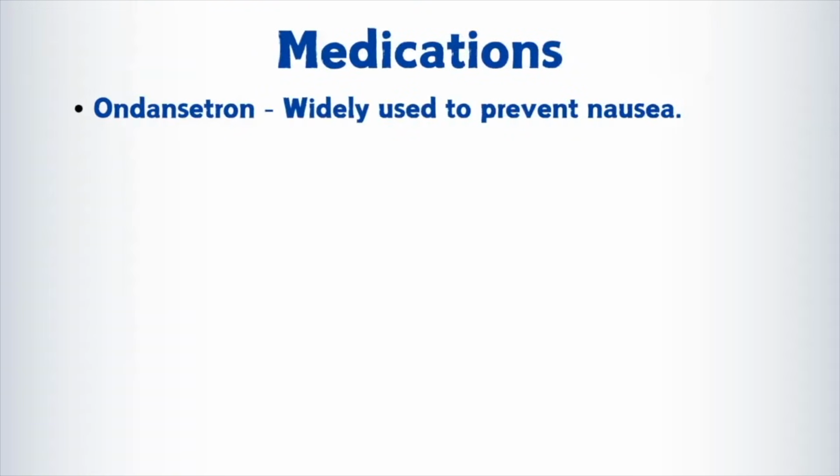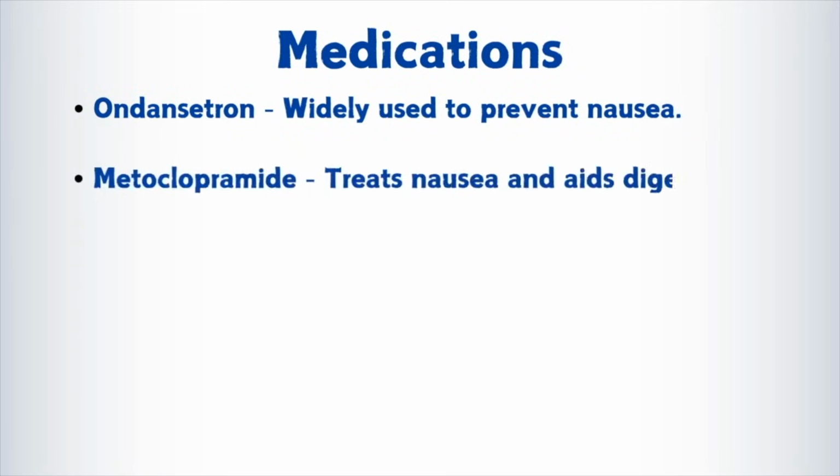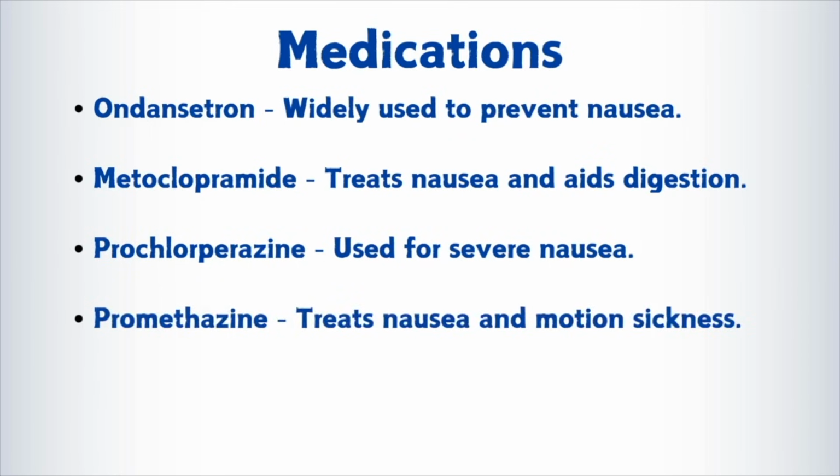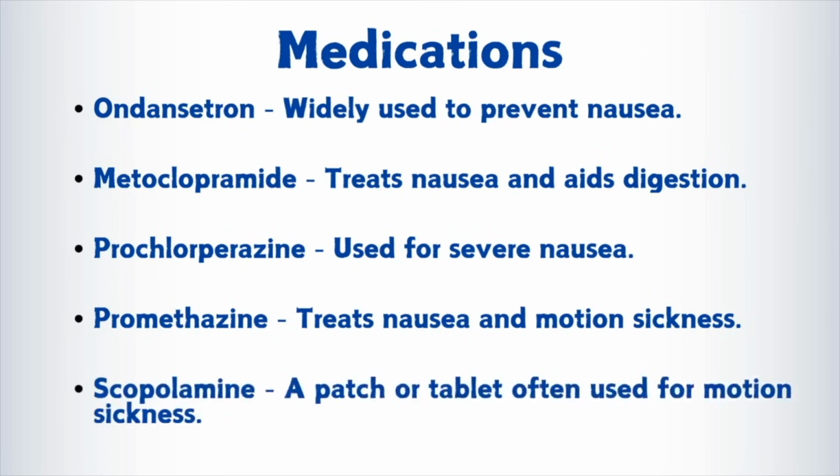Ondansetron is a medication widely used to prevent nausea. Metoclopramide treats nausea and aids digestion. Prochlorperazine is used for severe nausea. Promethazine treats nausea and motion sickness. Scopolamine is a patch or tablet often used for motion sickness.